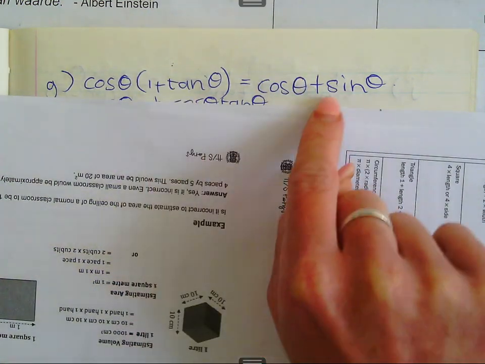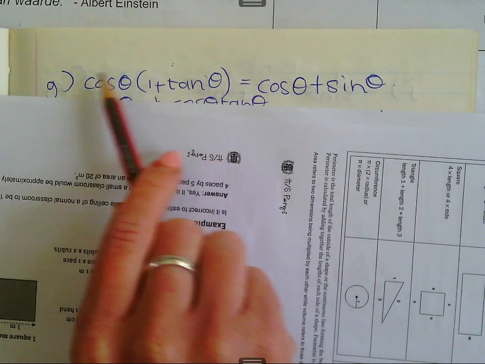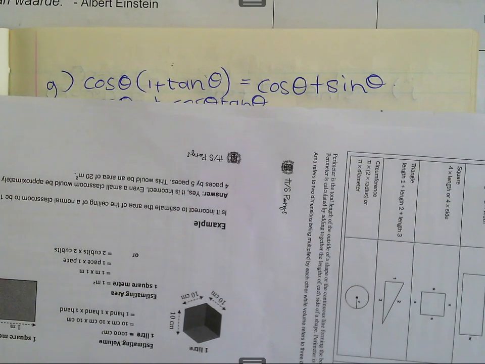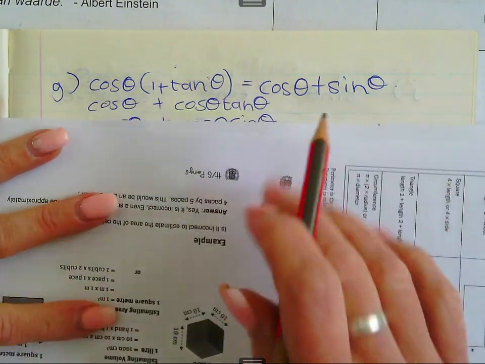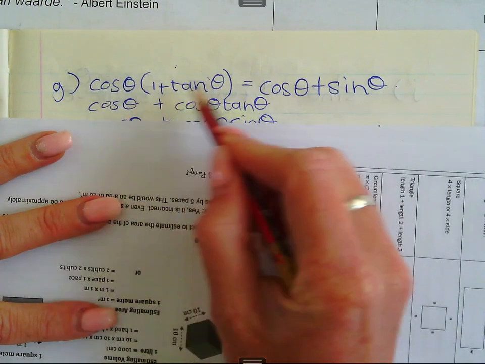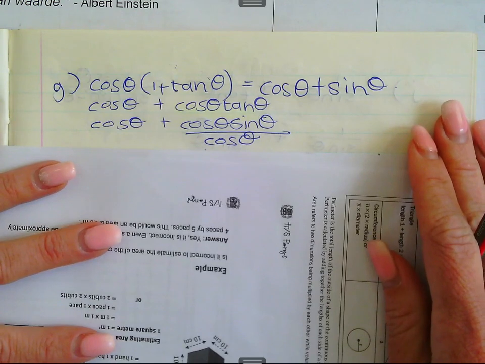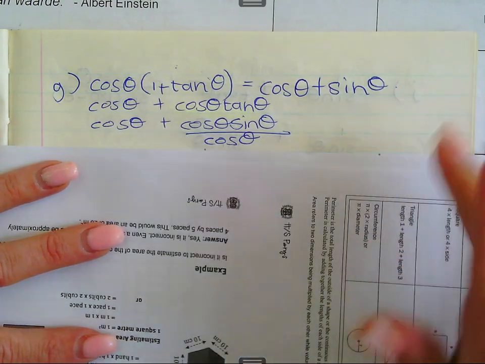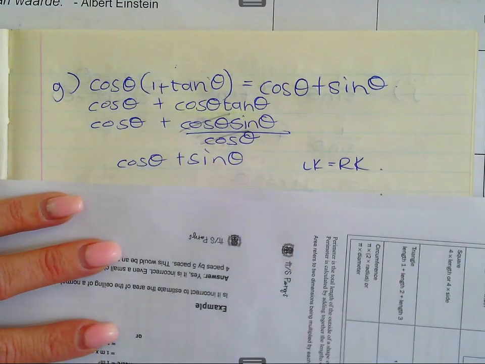Okay. Because I see that there are two terms, I know that eventually I'm going to have to multiply this in to get it separated. Because remember, when you take out something common, you make it one. When you use the distributive law, you make it multiple terms again. So I went and I multiplied it in. Cos times 1 is cos. Cos times tan is cos tan. Then I changed tan to sin over cos. My cos cancels out, and I've got cos plus sin. And that's the left side equal to the right side.